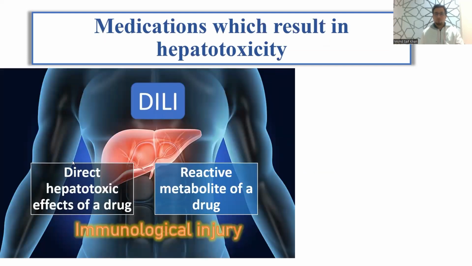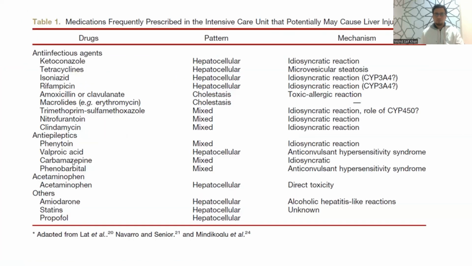Now, the risk of hepatotoxicity in critically ill patients is increased because of the number of pharmacological agents we use. DILI, that is drug-induced liver injury, is initiated by direct hepatotoxic effects of a drug or reactive metabolite of a drug. And in some cases, it may be an immunological injury to some specific medications which can result in hepatic dysfunction. You must remember such a list of drugs with the help of a clinical pharmacist, which will be useful for you to identify such hepatotoxic agents, which you could remove.